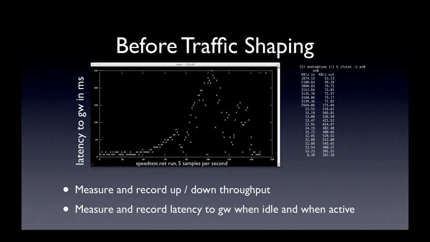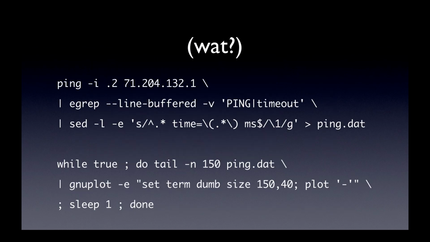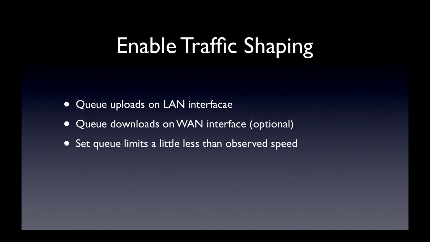To back up a little bit, you want to measure your throughput and your latency before you add any traffic shaping. This gives you the baseline. Then you enable traffic shaping, and I'll give you some demos of walking through the wizard to do this. But basically, you're going to want to queue uploads on your LAN interface, since that's the interface before the congestion part. Basically, that's where the congestion would occur.